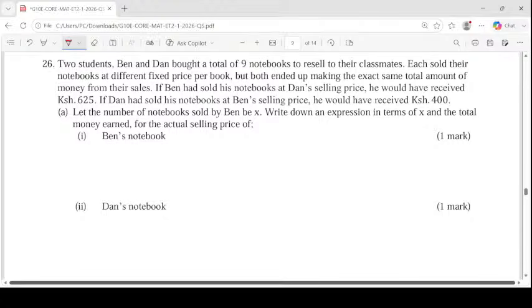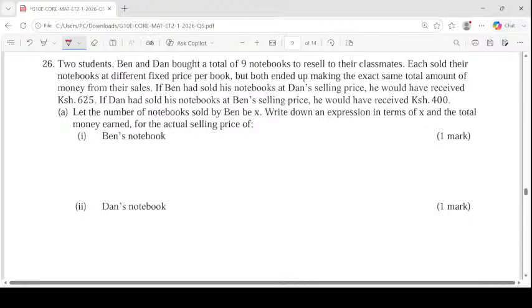Part A, let the number of notebooks sold by Ben be x. Write down an expression in terms of x for the total money earned from the actual sale of Ben's notebooks. So we've been told, let the number of notebooks sold by Ben be x.